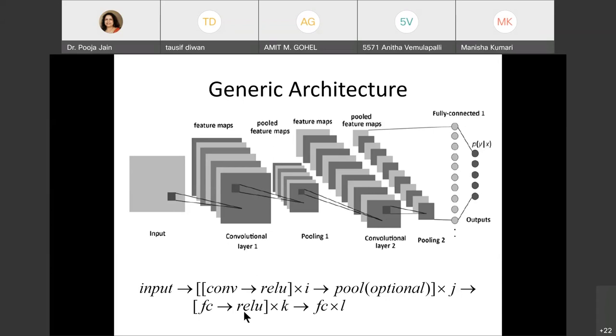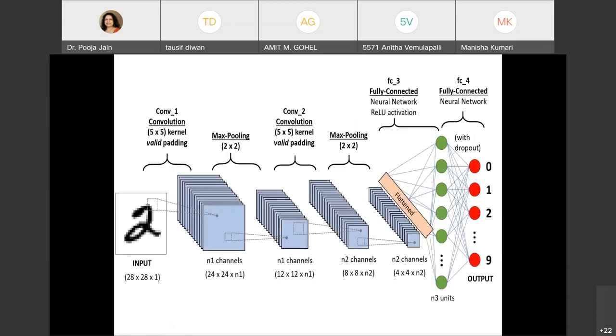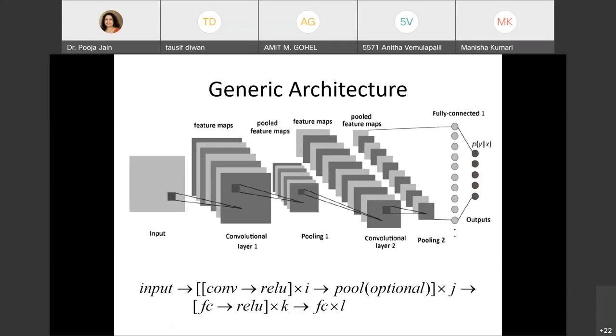After that, some more fully connected layers are there. These fully connected layers are further activated with the help of ReLU. This architecture is repeated K times. After that, some more fully connected layers are there, which are repeated L times. Here, I, J, K, and L are simply integers. What can you observe from this figure and this figure? What is the observation from this architecture and this architecture?